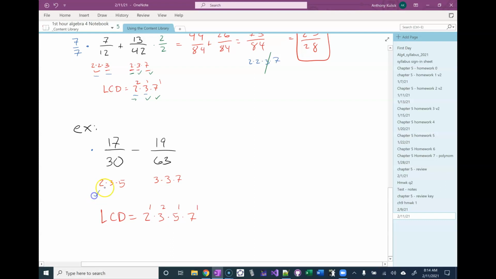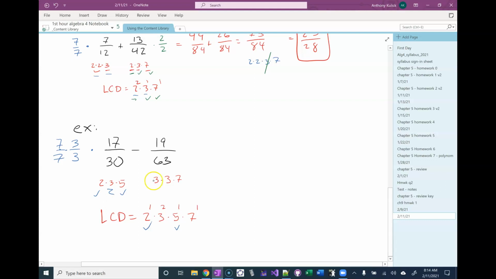I have 1, 2, but I only have one of the 2, 3, so I need a 3. I have 1, 5, but I don't have a 7 either. Okay there?